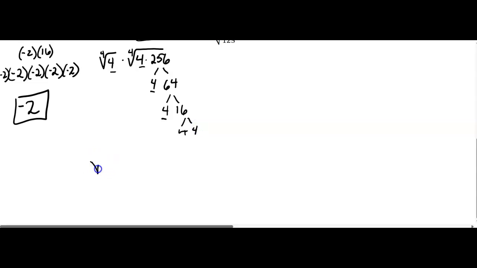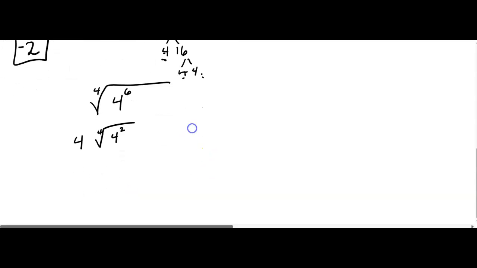Okay, so you have the 4th root of 4 to the, let's see, 1, 2, 3, 4, 5 of them. Okay, so the 4th root of 4 to the 5th. Wait, did I miss one? 1, 2, 3, 4, 5, 6. Sorry, 6th power. So that's 1 4 on the outside. And then you have 4 squared. You'd have 2 left over. But 4 squared is 16.